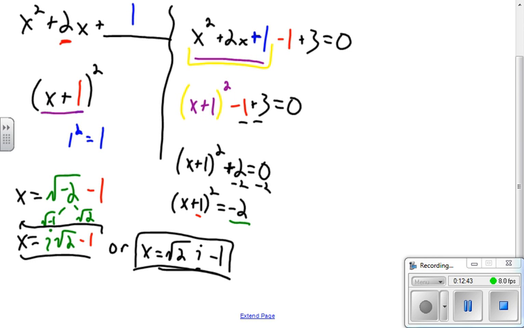So by now we should know everything there is to know about completing the squares. So if there are any questions, make sure you ask that.